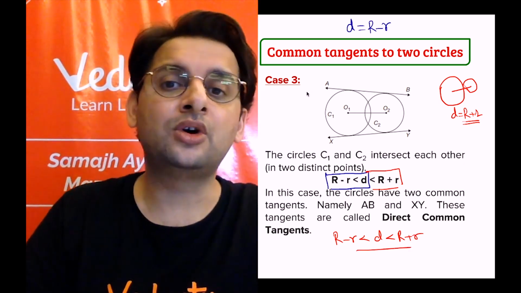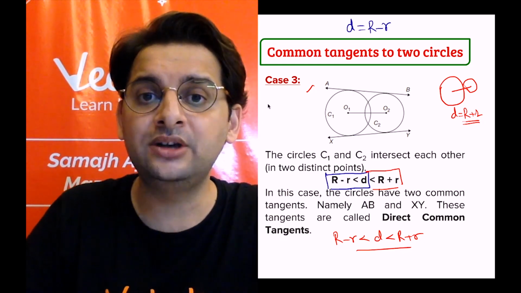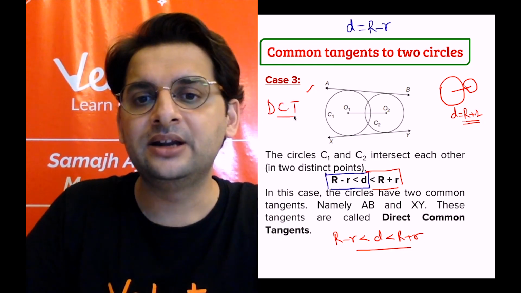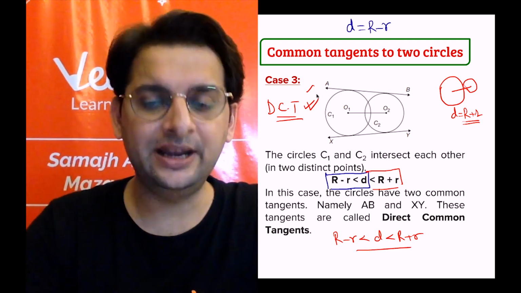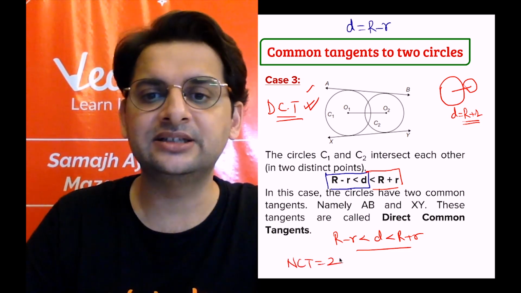In this case, there are two common tangents. Tangent AB and tangent XY are the two common tangents, and these are called direct common tangents. Direct common tangents, these are called, right? So the number of common tangents in this case is 2.